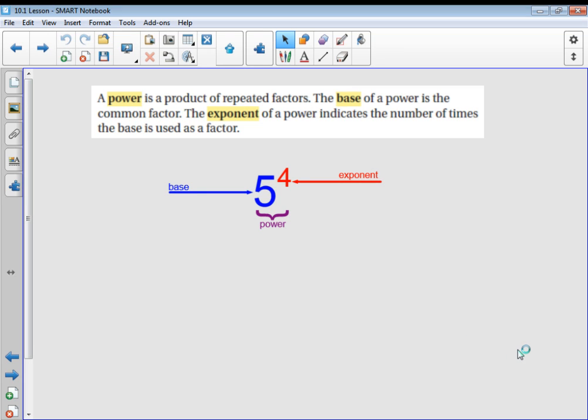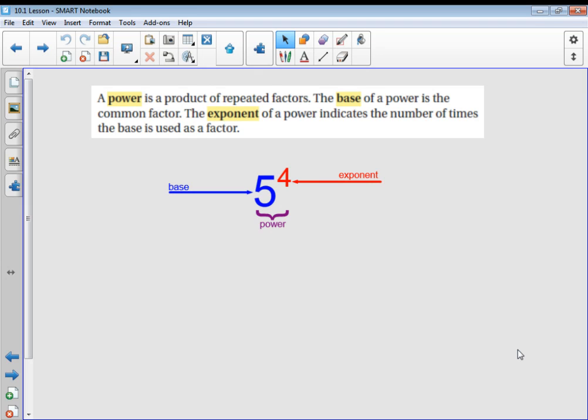Okay, in this lesson, we're going to be working with exponents. So the first thing we're going to do is just review a little bit of vocabulary. A power is a product of repeated factors. The base of a power is the common factor, and the exponent of the power indicates the number of times that base is used as a factor.